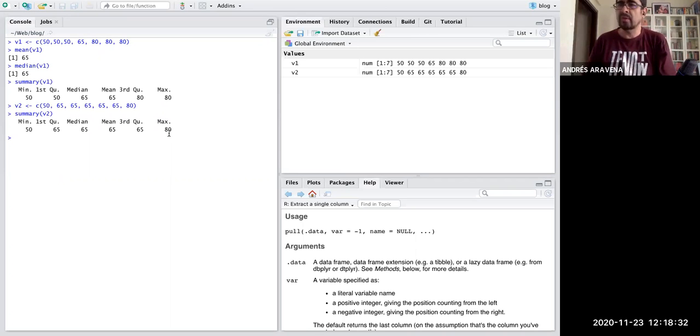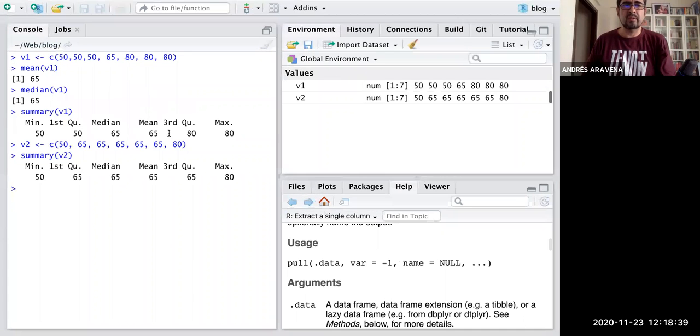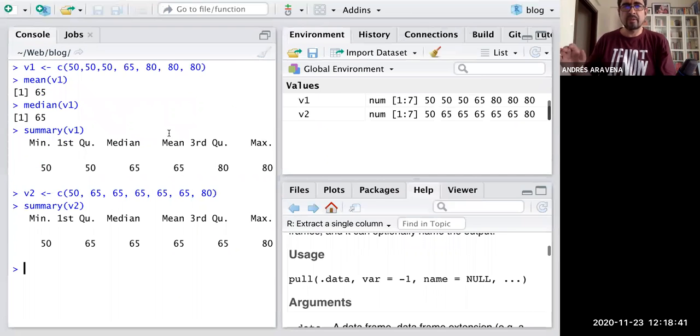Can you see, no? You look like a question mark. Make bigger letters. Not too much.